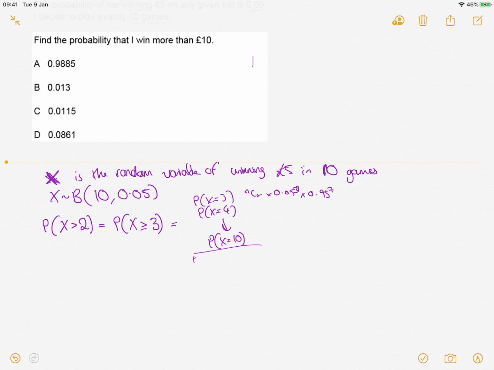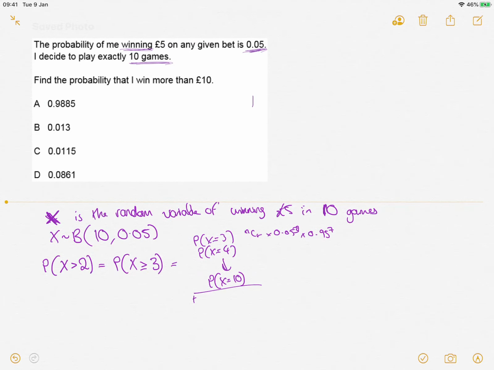So for my lower this time, that's the lowest possible number of successes I want in this case, which is 3, because that would get me £15, which is more than £10. The upper is 10, because if I won 10 games, then I'd definitely be getting more than £10. I'd be getting £50. And the number of trials is 10, and the probability of success is 0.05. Execute that. And the probability that X is greater than or equal to 3 is 0.011503, and so on.